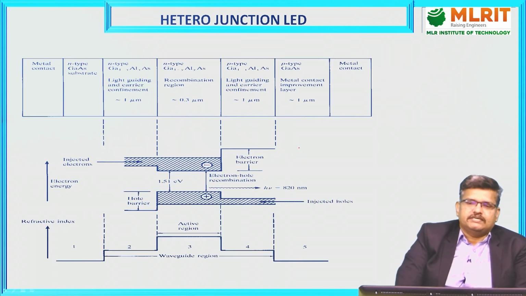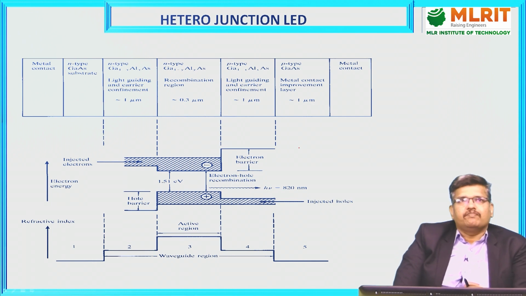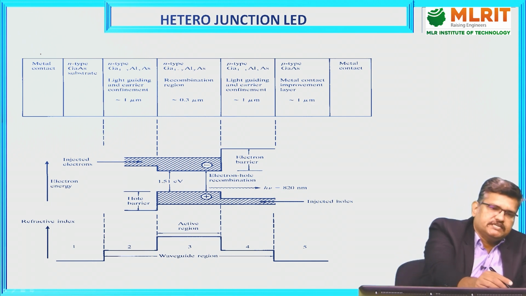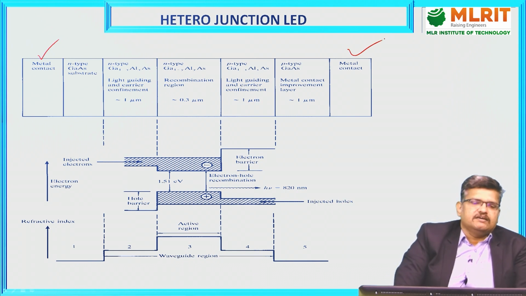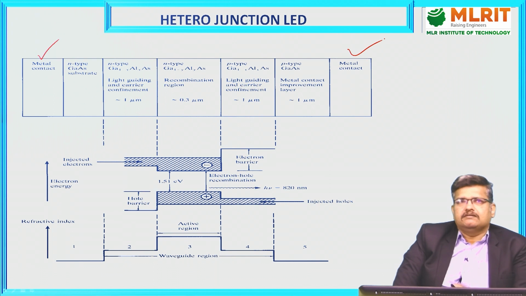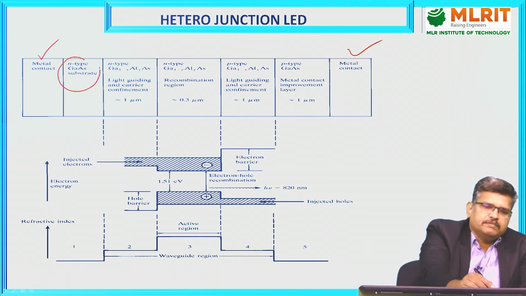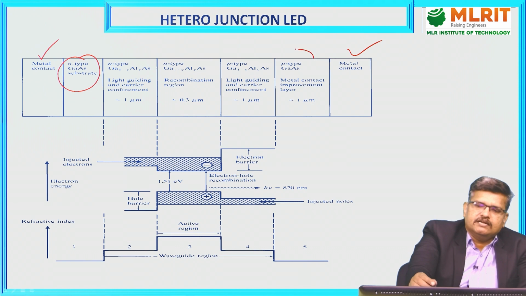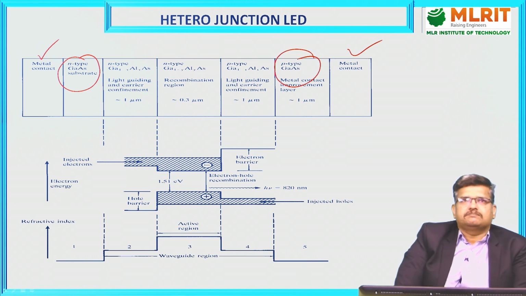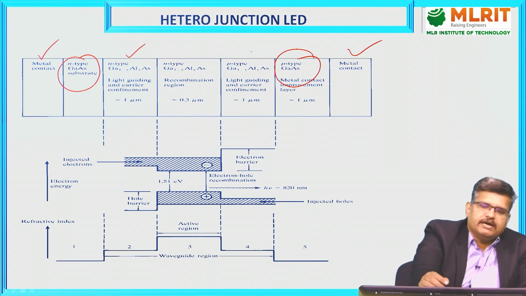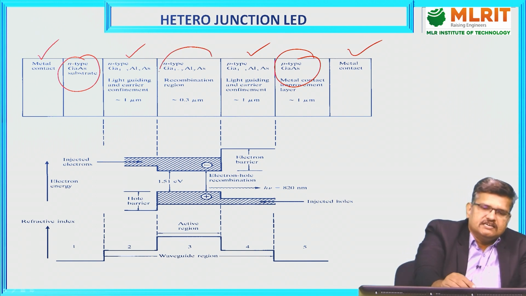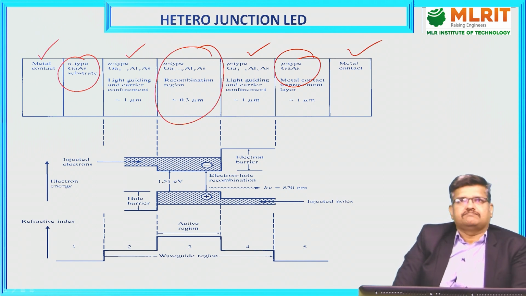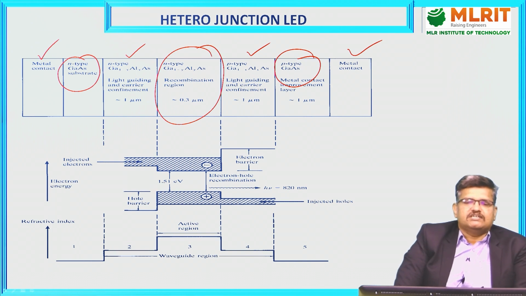Now if you see this band gap diagram, the first stage is the metal contact and the last stage is the metal contact. Here we use the substrate material: the N type gallium arsenide substrate and the P type gallium arsenide substrate. Then again, the N type and P type gallium aluminum arsenide. This is the heterojunction layer.